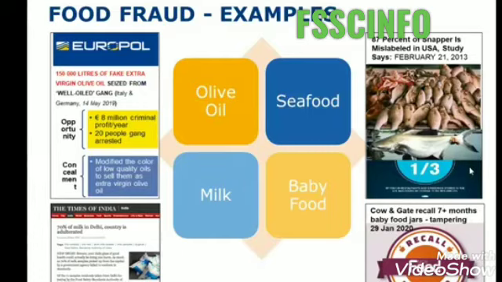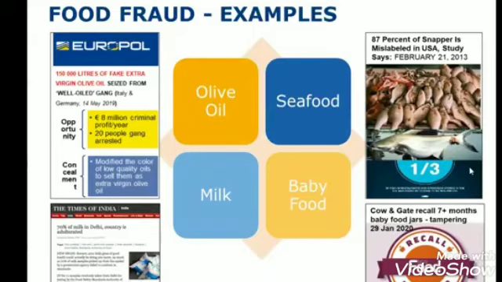And likewise, in the bottom example, it's baby food. There is a big brand in the UK called Cow and Gate. They recalled 7+ month baby food jars, because the jars were tampered with, due to the expiry date or other information as well. So this was another example of food fraud which happened recently, because it's just January.